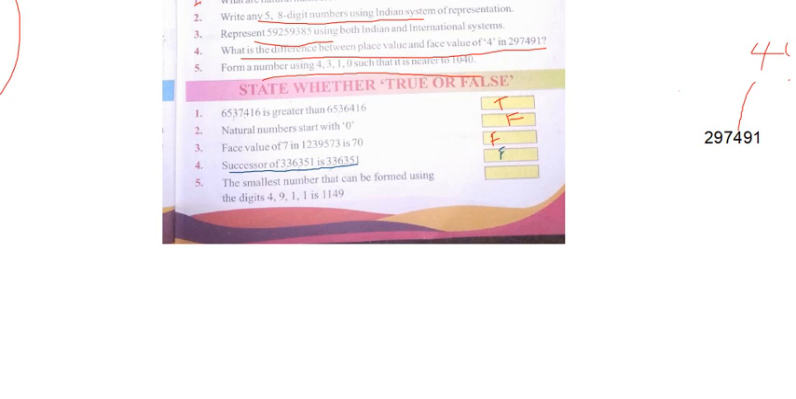The smallest number that can be formed using the digits is this. Yes or no? Double one first, the minimum numbers, after that the next minimum number, after that the next number. 1149 is the minimum number, and this is the maximum number. So it is true.